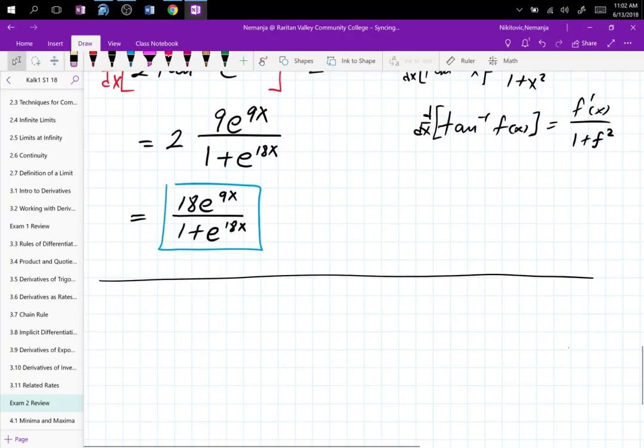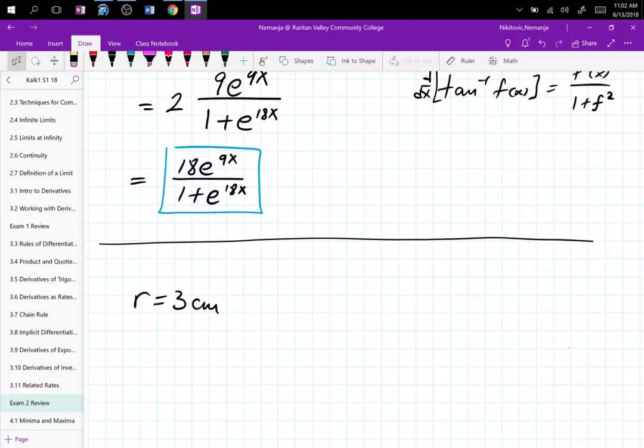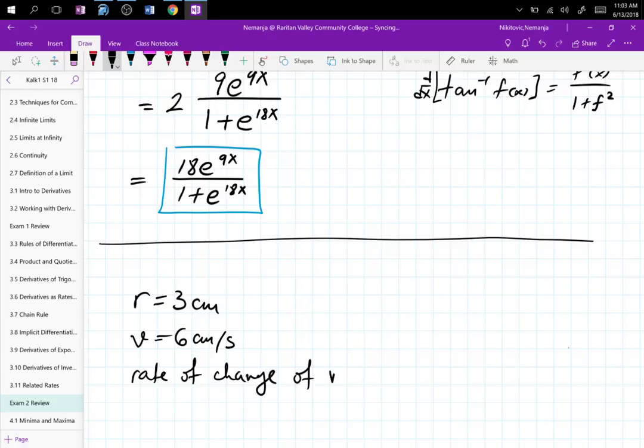It says a piston is seated at the top of a cylindrical chamber with a radius of 3 centimeters. It's when it starts moving into the chamber at a constant speed of 6 centimeters per second. What is the rate of change in the volume of the cylinder when the piston is 8 centimeters from the base of the chamber? So rate of change of volume. What did you say was the last part? When the piston is 8 centimeters from the base.